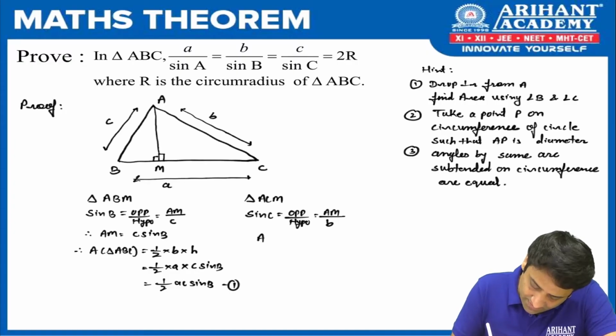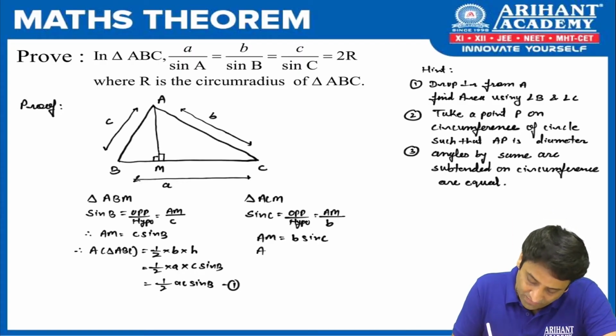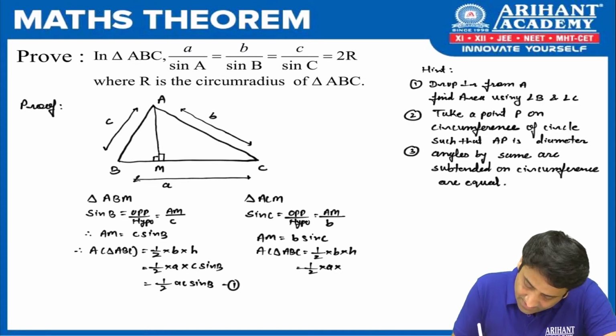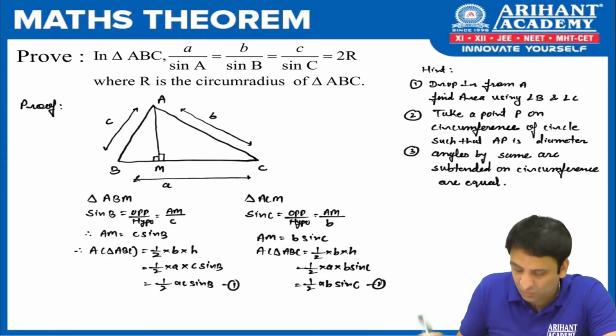So AM will be what? It is B sine C. So we got height again. The base was already ready with us. So again the area of the same triangle ABC can be written as half base into height, where base length is A and the height is B sine C. So with that we got half A B sine C, and this becomes result number 2.